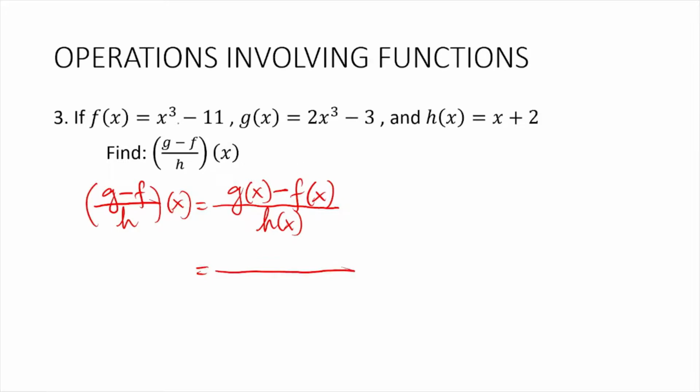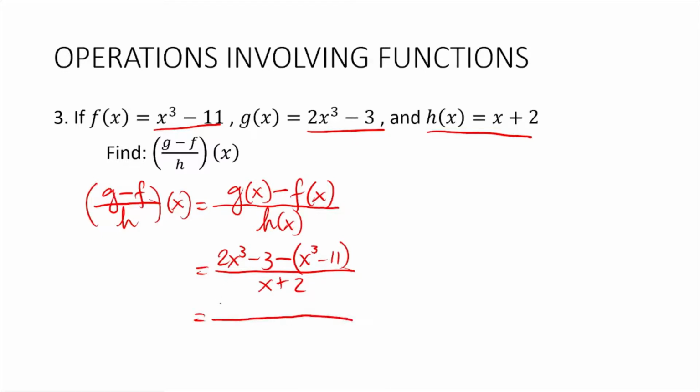So g of x here is 2x cubed minus 3, right? So we plug in 2x cubed minus 3 minus f of x. F of x is x cubed minus 11. And then this is all over h of x. H of x is x plus 2. So we just plug in x plus 2. Okay? And then we simplify.